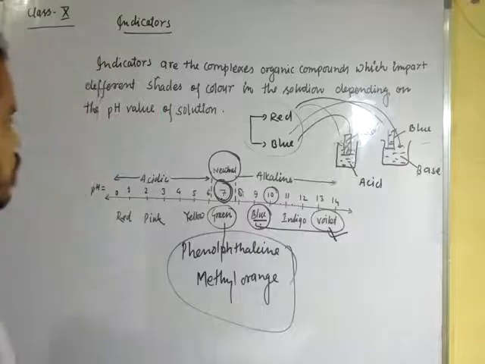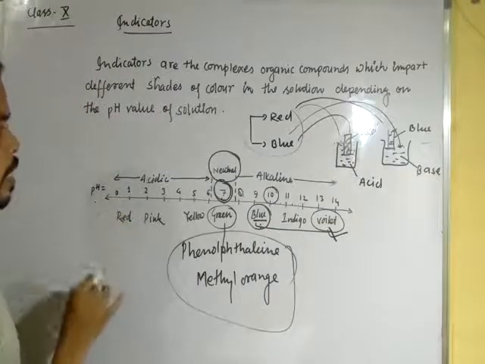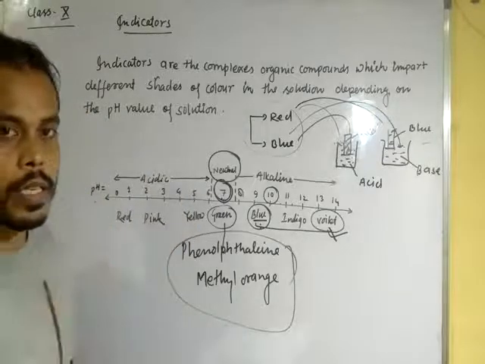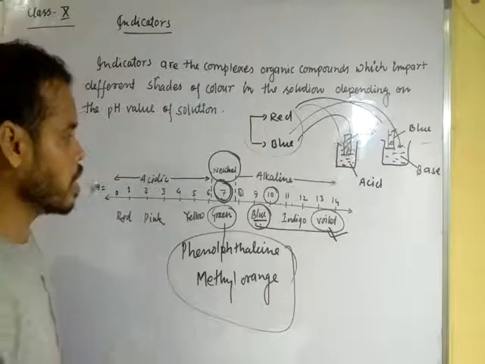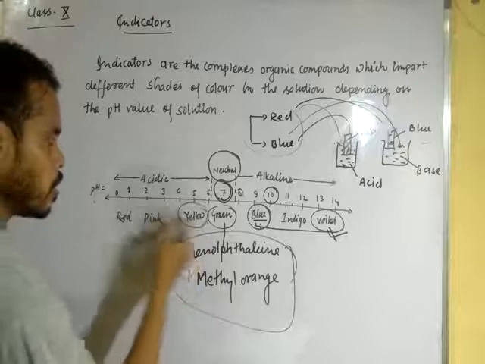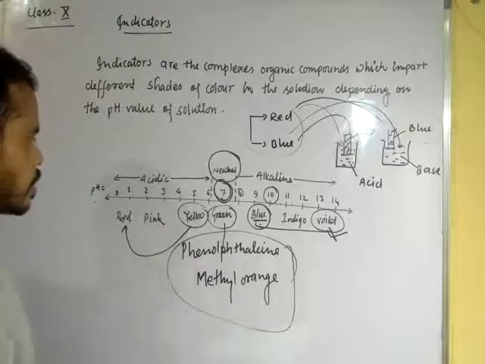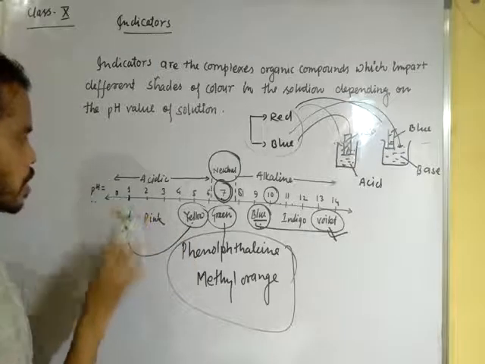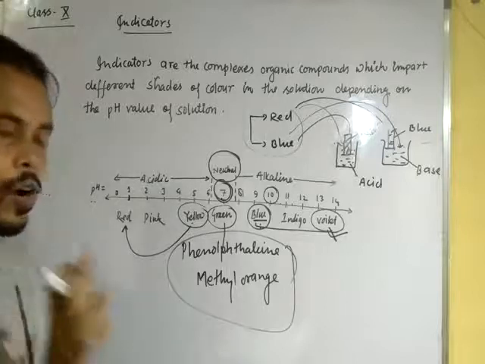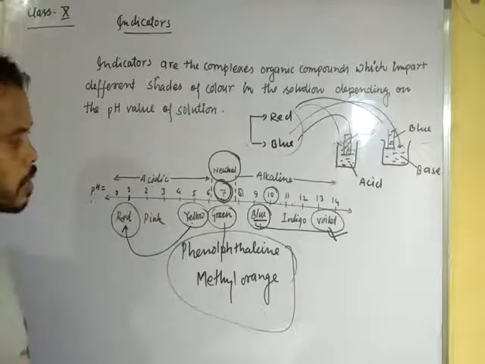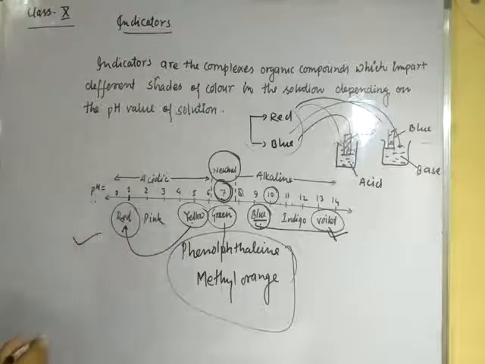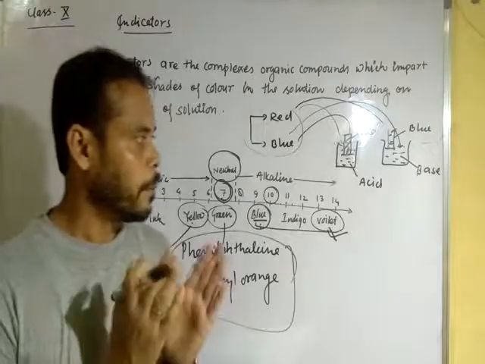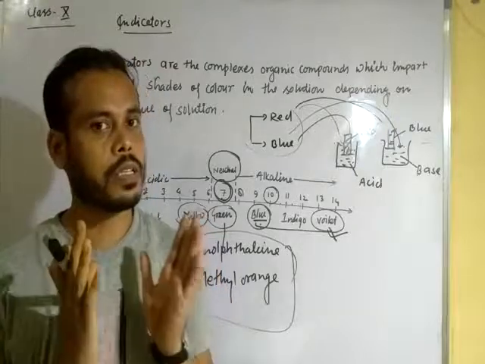Clear, dear student? Now, when the pH value decreases, it means acidic character increases. If the acidity of the solution increases, the color changes from yellow to red. That means if the pH value is 1, the color of the solution will be red. So this pH scale helps us identify the pH value of a particular solution.